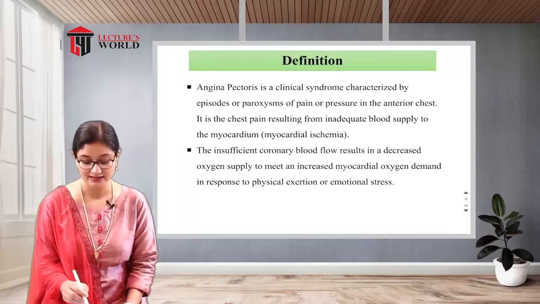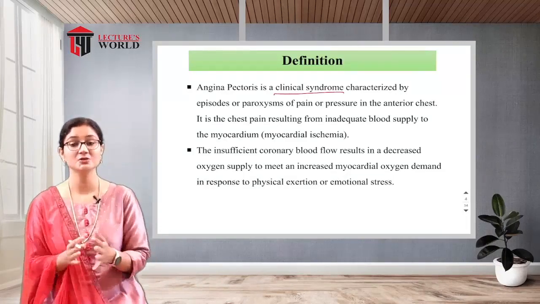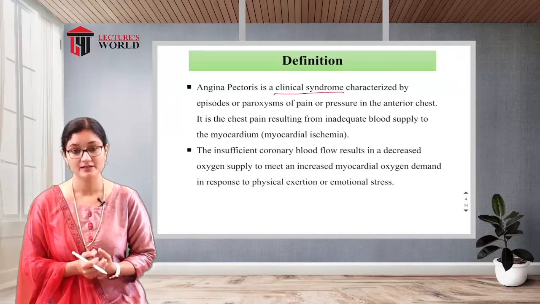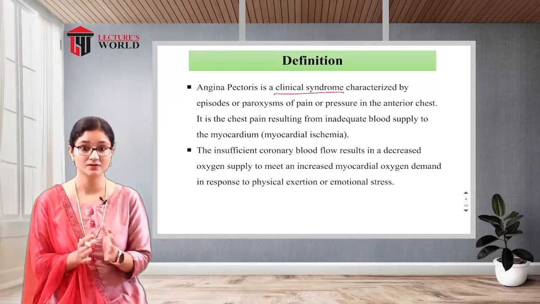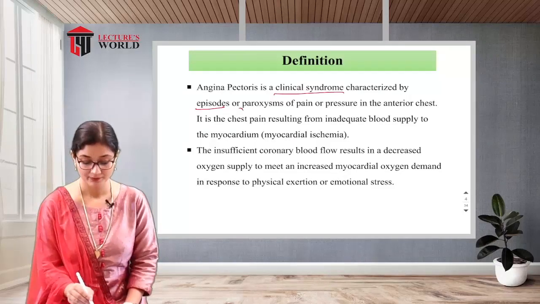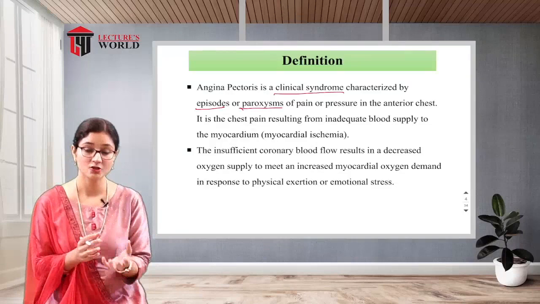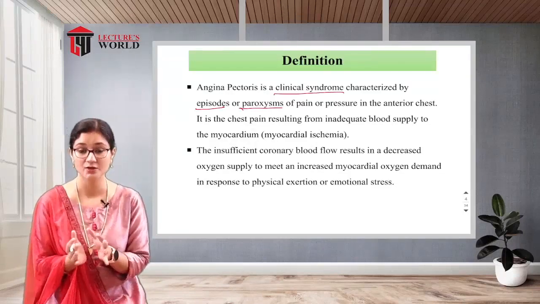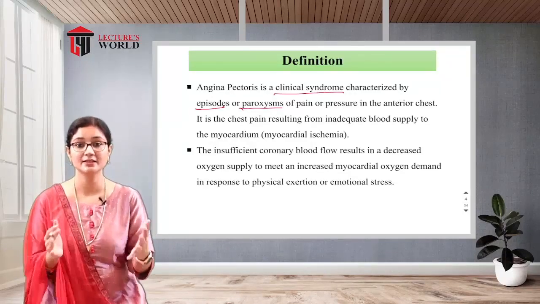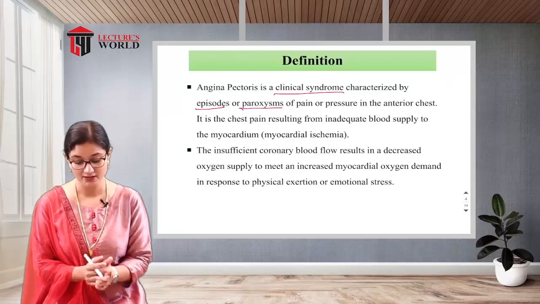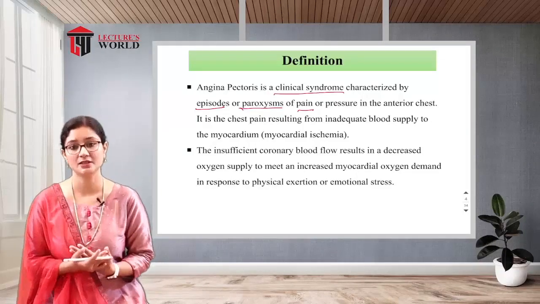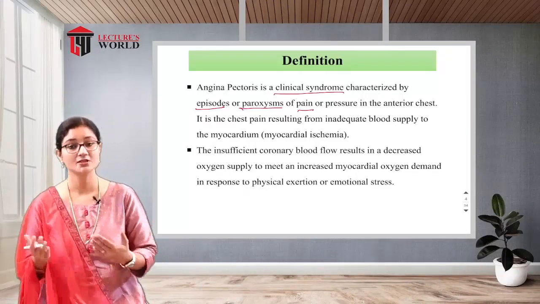Angina pectoris is a clinical syndrome. Why is it called a clinical syndrome? Because there are many clinical manifestations seen that we'll be seeing further. It is characterized by, what is the main characteristic of angina pectoris? Episodes or paroxysms, also called paroxysmal. Now what are paroxysms and paroxysmal? It is nothing but sudden onset. Sudden onset of pain. Suddenly the person has a pain. You must have seen in movies, suddenly a person has chest pain, right? That's nothing but angina. Angina pectoris.